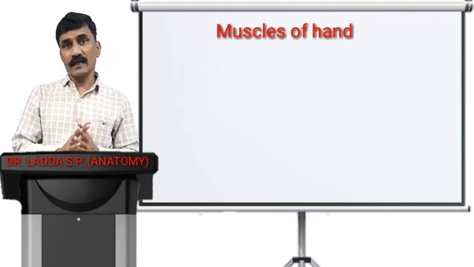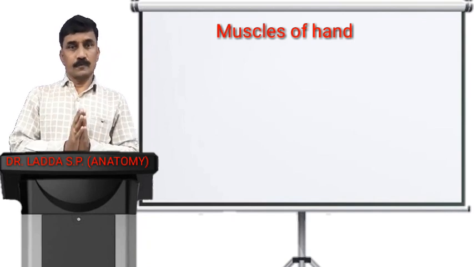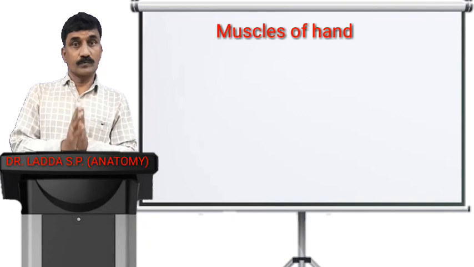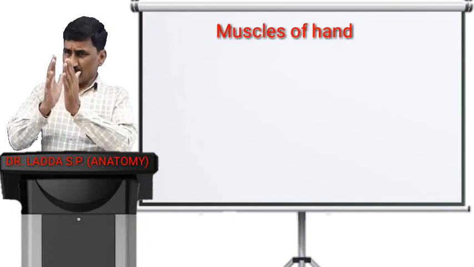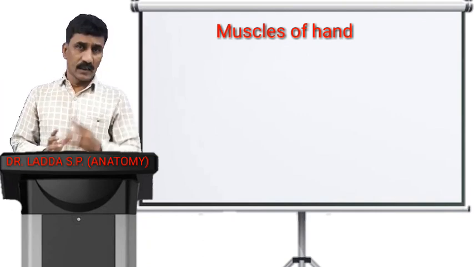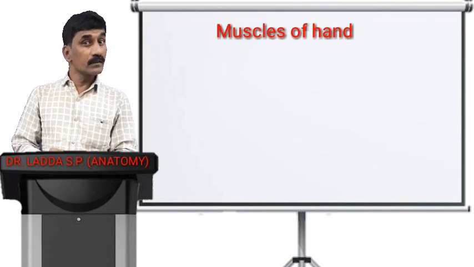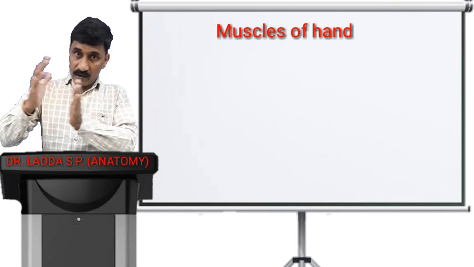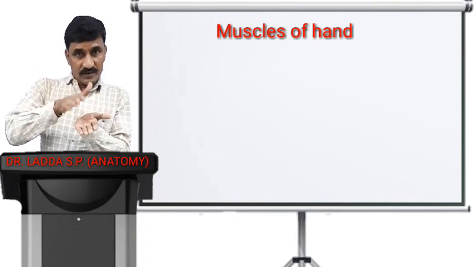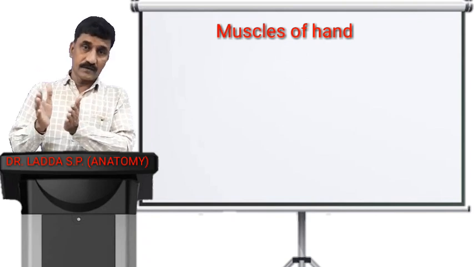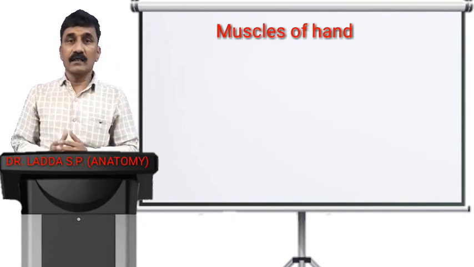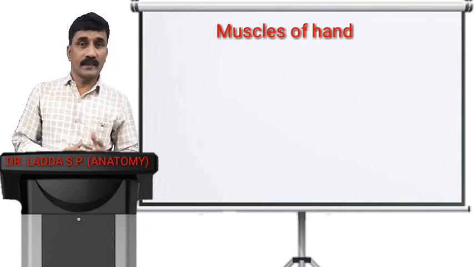Now the muscles of hand. The muscles of hand are divided into groups, or arranged in a systematic manner, and we will deal with all the muscles of hand so that we can work out which are the muscles towards this palmar side, which are supplied by the ulnar nerve and which are supplied by the median nerve.